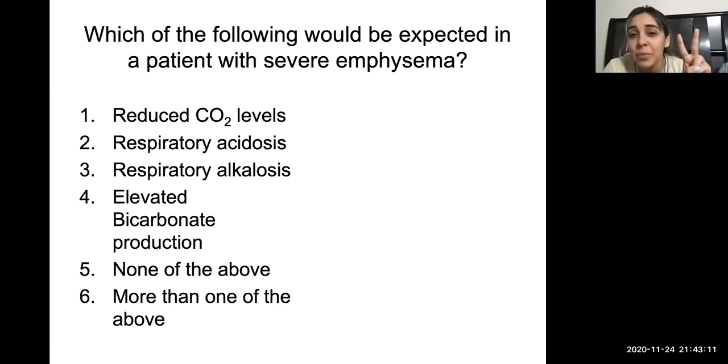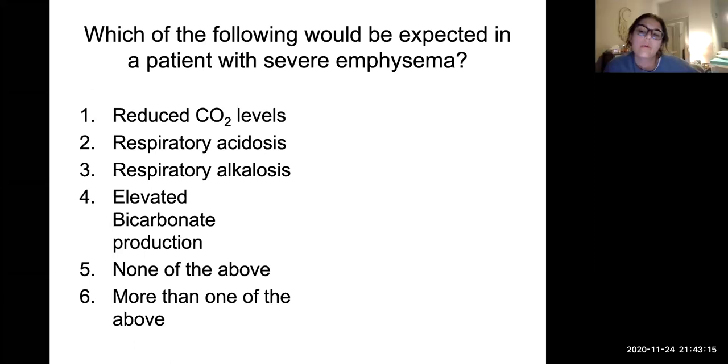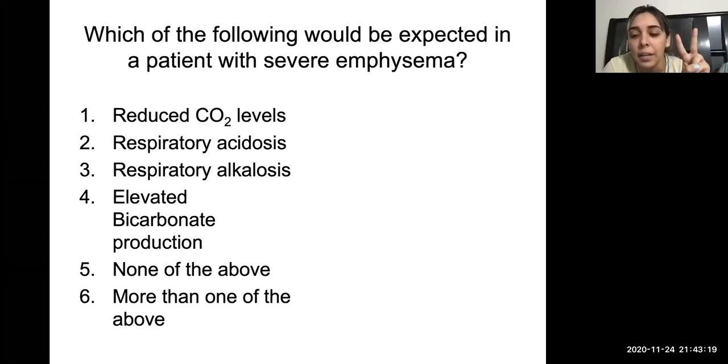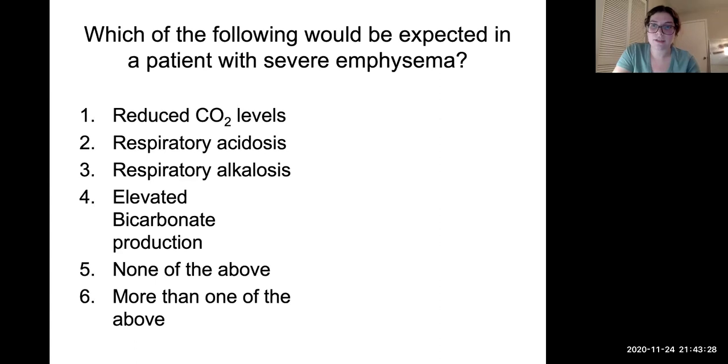If you have an obstructive disease, you can't exhale, so your CO2 levels are gonna be really high. And once you have really high CO2 levels, what does it mean that you have? Acidosis. Yeah, there you go. So it would be more than one of the above.